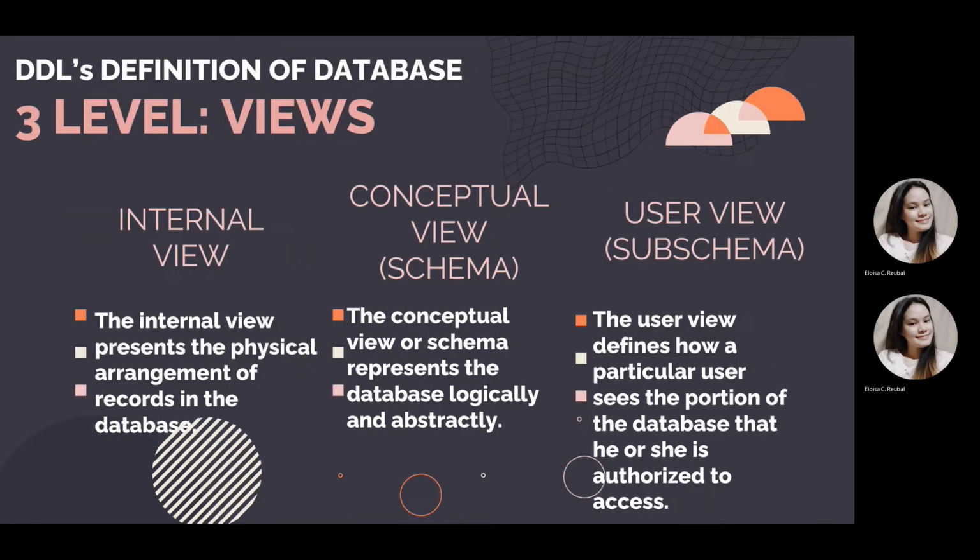The internal view. The internal view presents the physical arrangement of records in the database. This is the lowest level of representation. The internal view describes the structure of records, the linkages between them, and the physical arrangement and sequence of records in a file. There is only one internal view of the database.